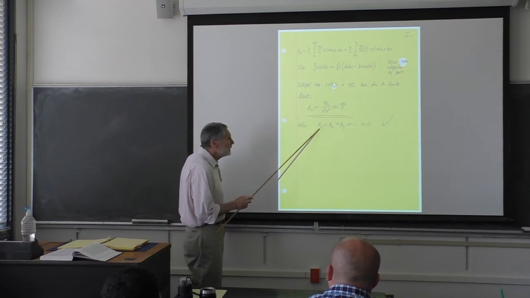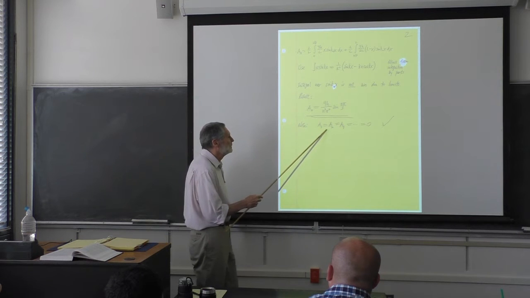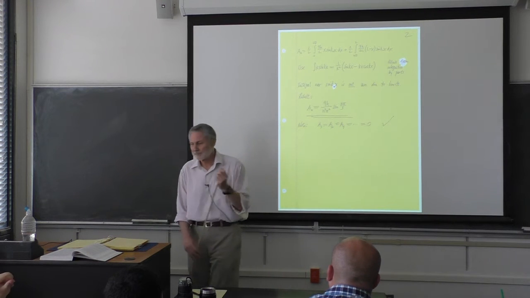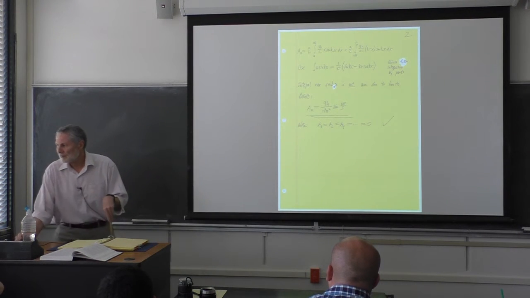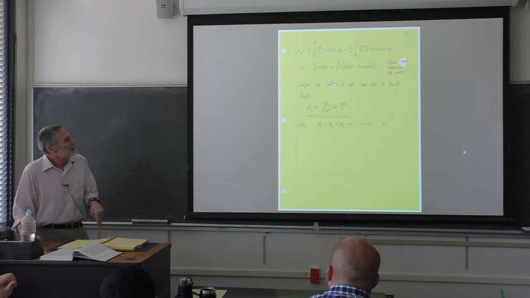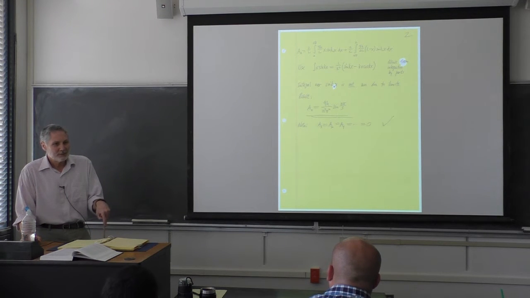And oh, by the way, look at this. When n is equal to 3, what's the amplitude? What's the sine of pi? 0? Yeah. So all of these, that's a check. Okay, any questions about that one?